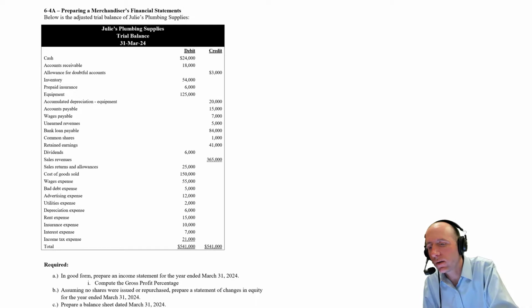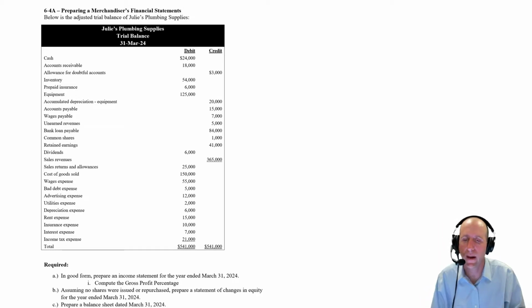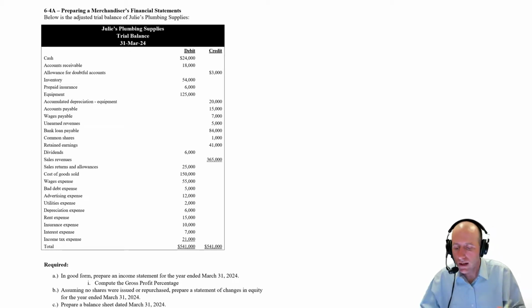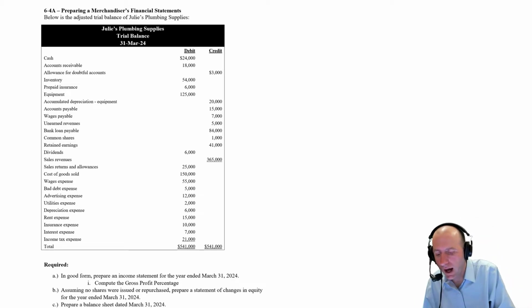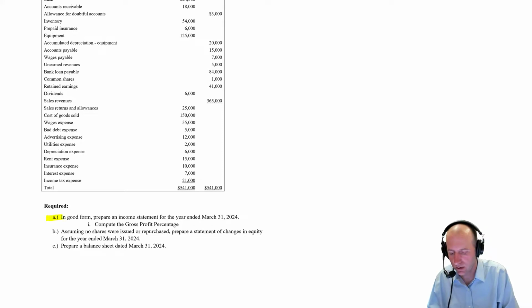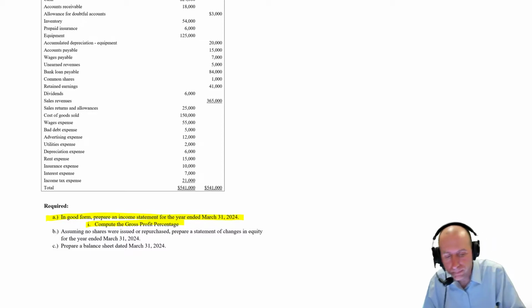Now, the good news is the way the question is framed here, it gives us an adjusted trial balance and it lists all the accounts in order. That makes the financial statements easier than chapter 1, where we listed the accounts in random order. Just below the trial balance, it says the first thing we have to do is an income statement, and when we've done that, compute gross profit percentage. That's what we're going to do in this video.